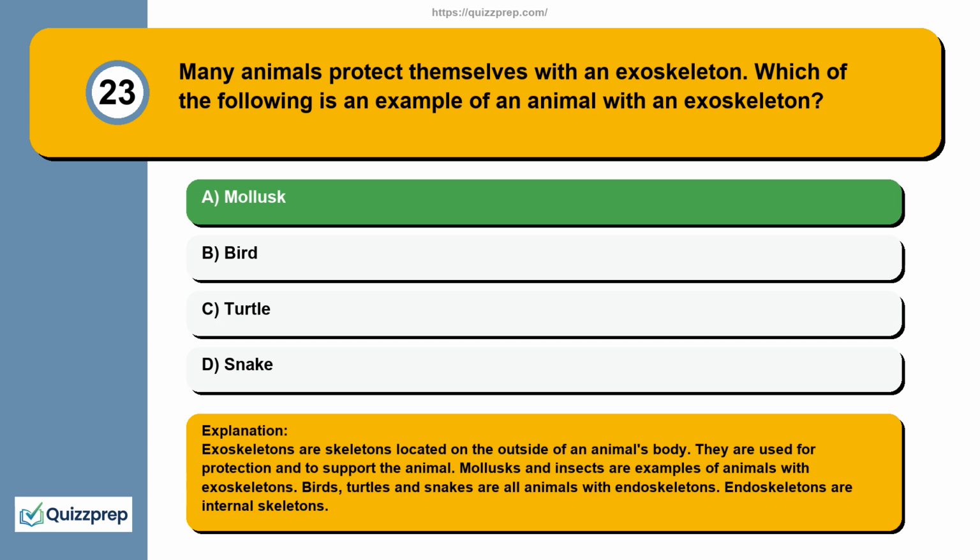Exoskeletons are skeletons located on the outside of an animal's body. They are used for protection and to support the animal. Mollusks and insects are examples of animals with exoskeletons. Birds, turtles, and snakes are all animals with endoskeletons. Endoskeletons are internal skeletons.